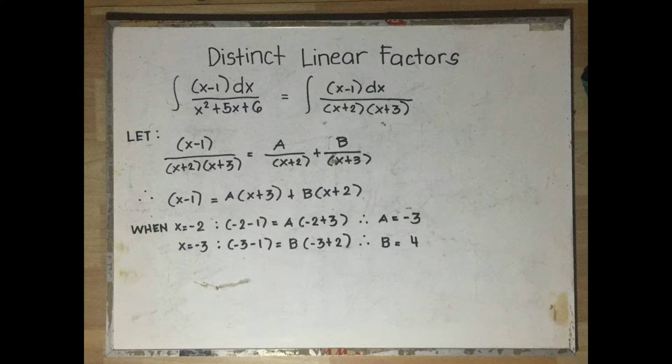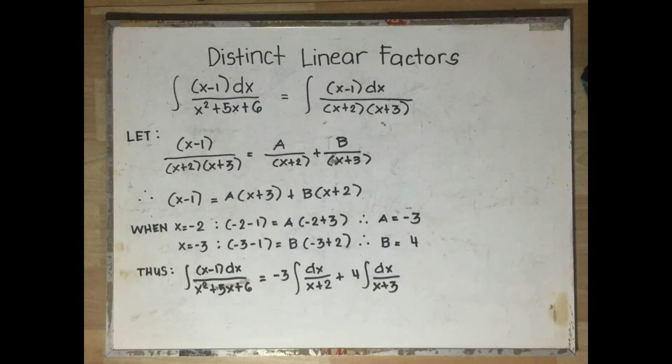As you can see, when we set negative 2 as the value of x, b becomes 0, determining that a is equal to negative 3. The same goes when we set negative 3 as the value of x. a becomes 0, determining that b is equal to 4. It is indeed a purely algebraic process.